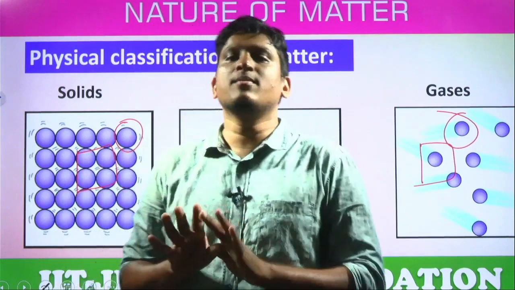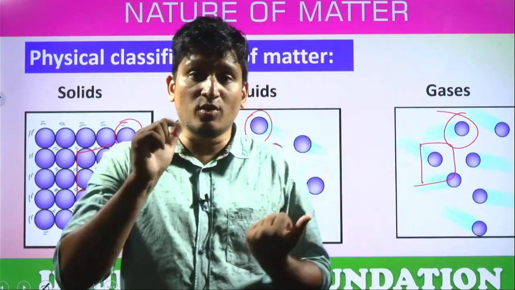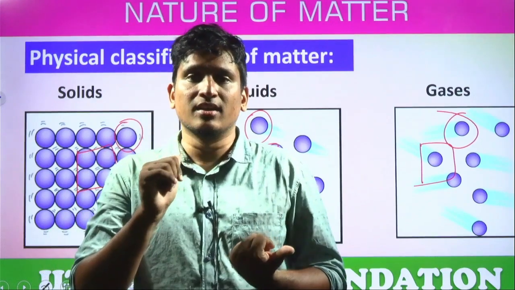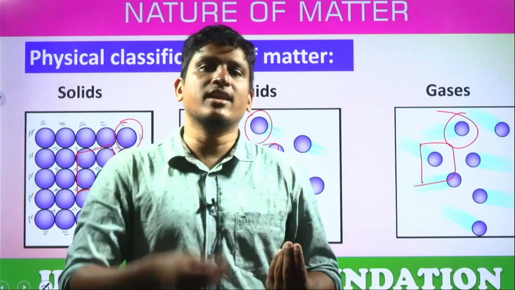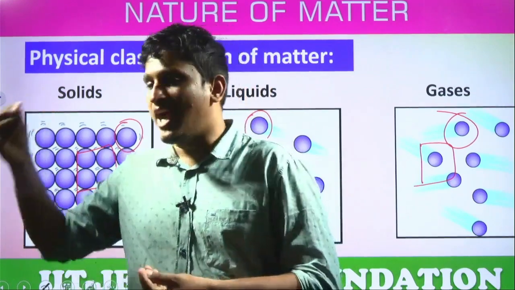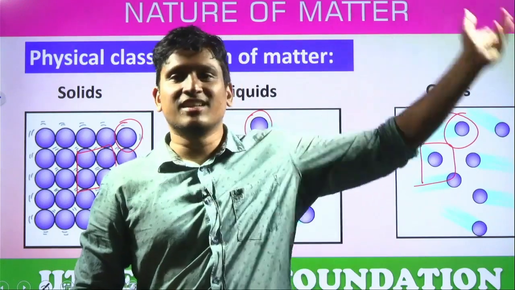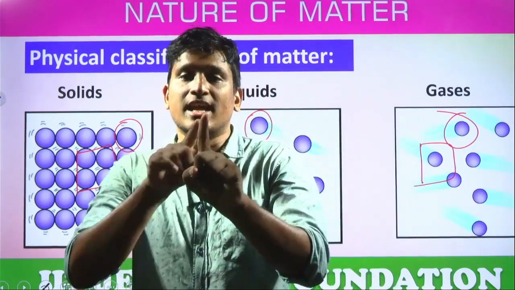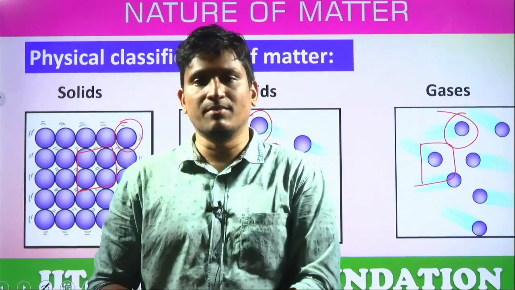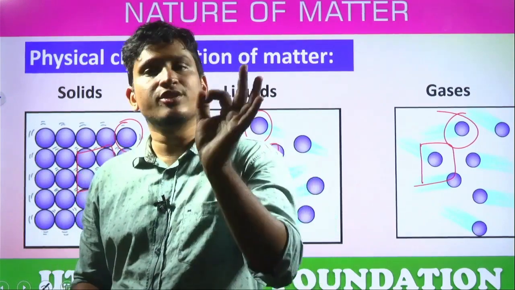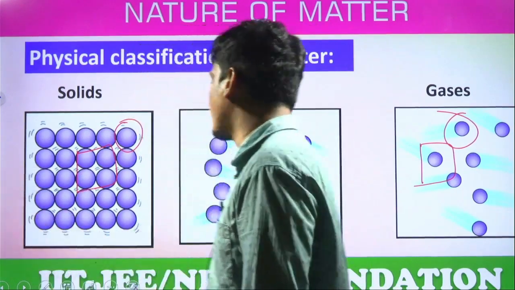So these are the main properties which define solids, liquids and gases. What about a particular substance, iron? Iron in solid state, iron in liquid state, iron in gaseous state. We are not comparing iron in solid state, water in liquid state and something else in gas state. Any substance can exist in three physical states. How does it exist? That we will discuss later. This classification comes under the physical classification of matter, students.